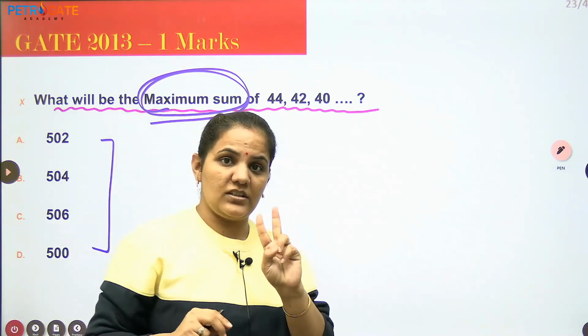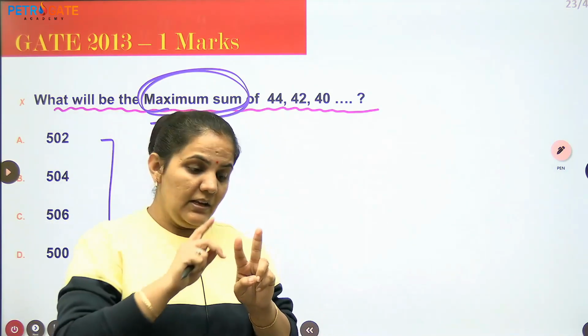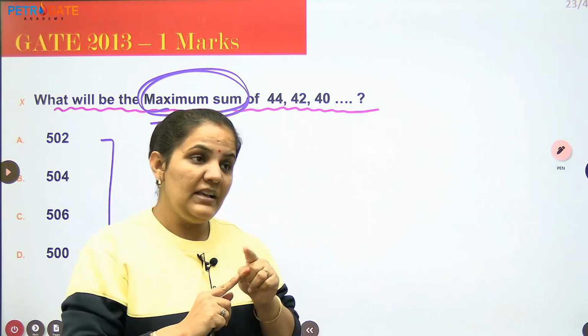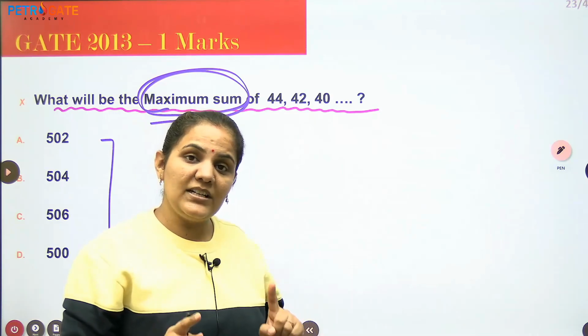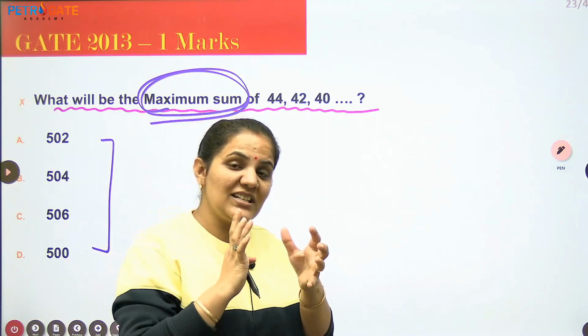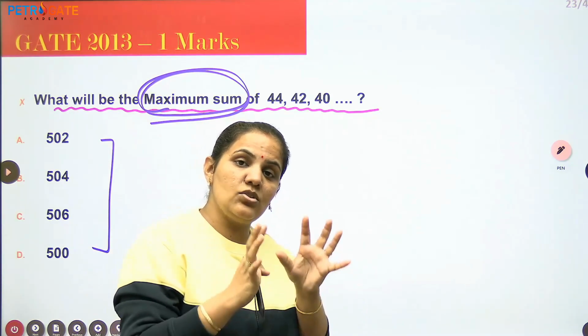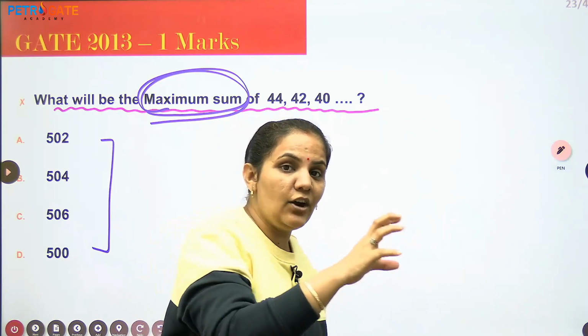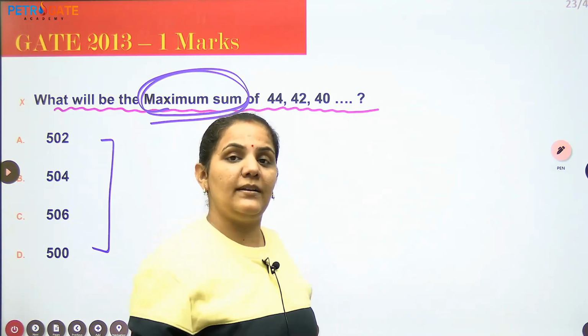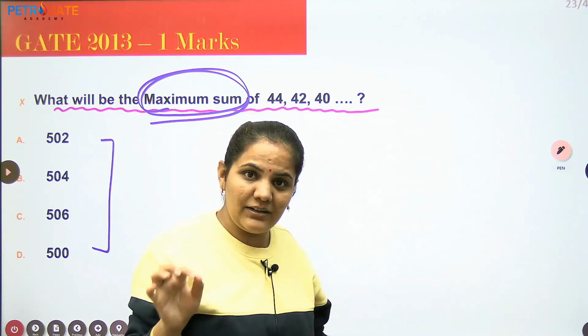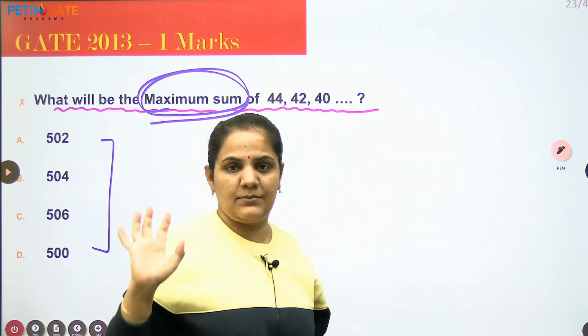There are two things and they are very different. First one is finding the sum only. Second one is finding the maximum sum only. Whenever the question talks about the maximum sum, it clearly means you will not include the negative terms. So negative terms will be excluded.